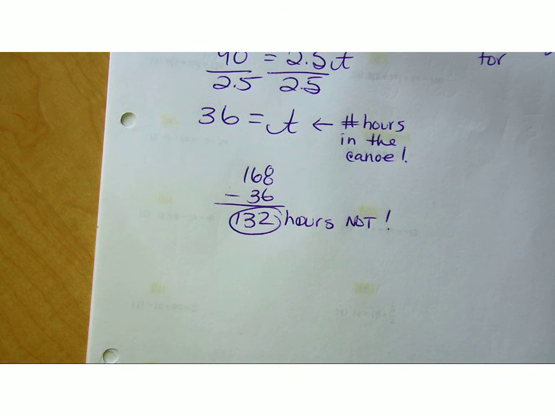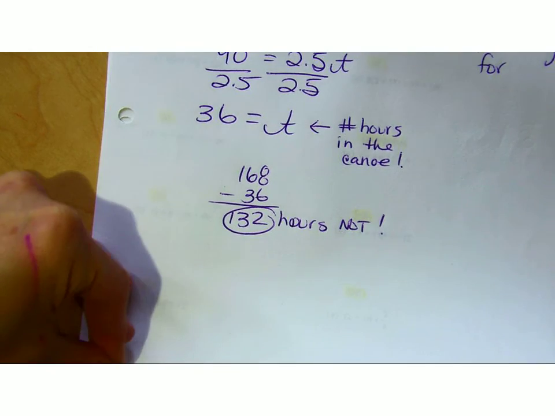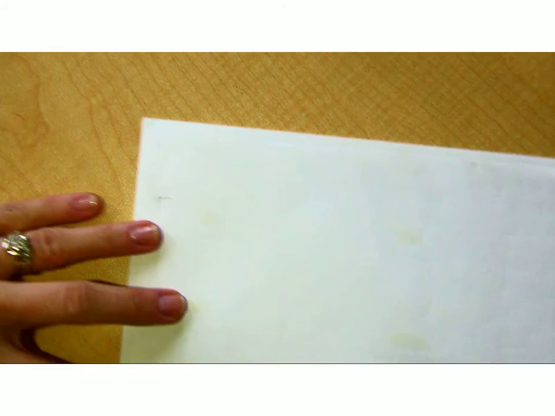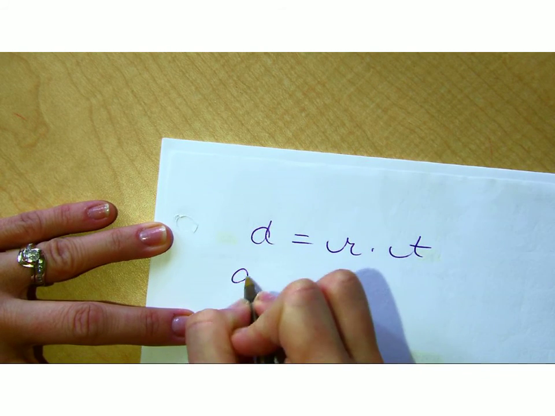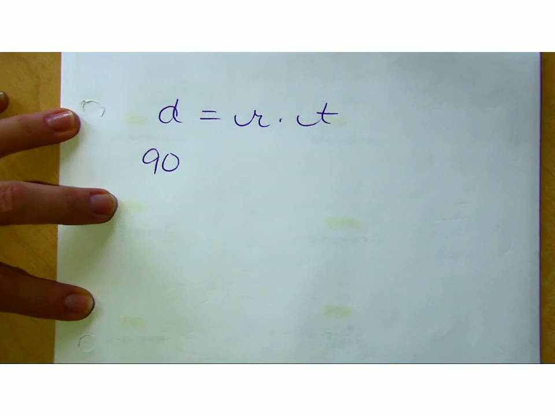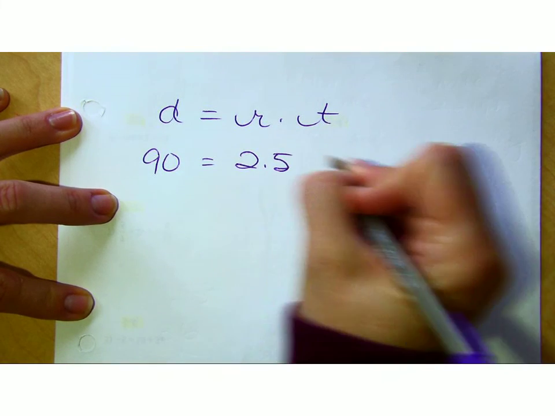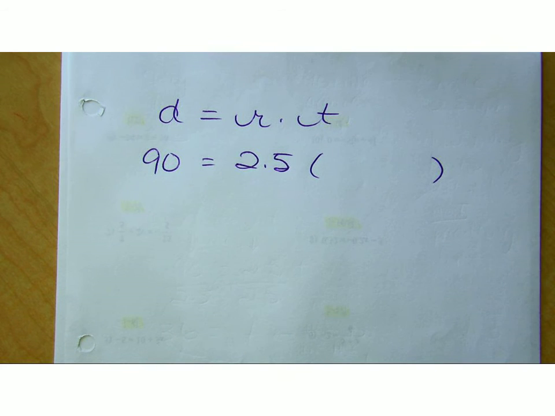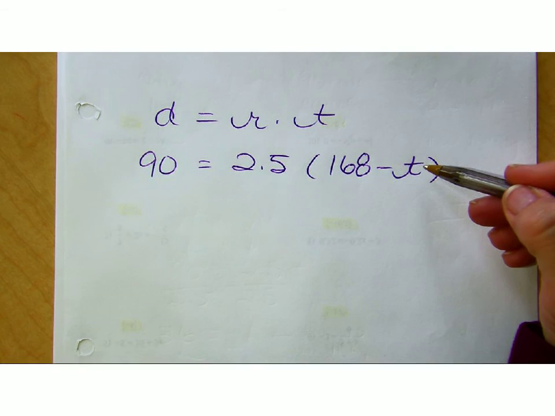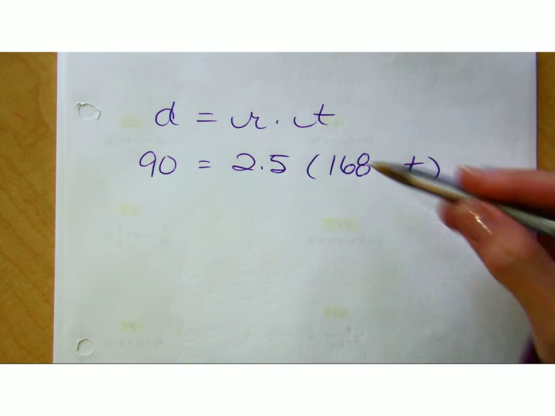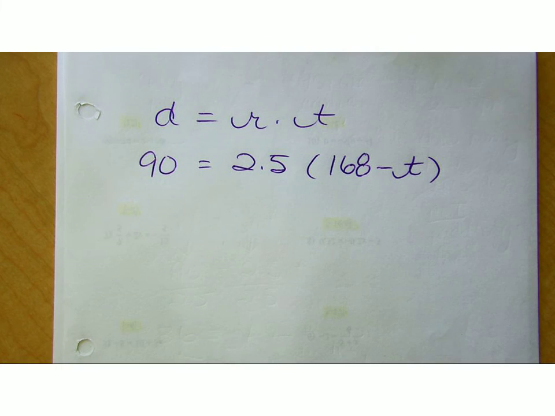You want to see how to do it? I know some of you do. Here is your solution. D equals R times T. Your distance is still 90. Your rate is still 2.5. You're still multiplying that rate times the time, except we're not going to use T for the time we spent. We're going to say there's a 168-hour trip, and if T is the time I spent paddling, I'm going to subtract that T from that 168 right in the problem. Okay? Now let's watch.